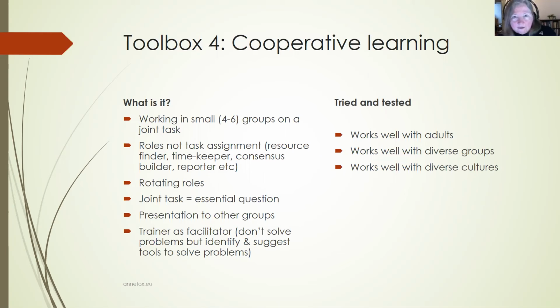As I say, it was originated for schools, but we have used it here in Denmark, and it's worked incredibly well. It works very well with adults. It works very well with groups that are very diverse, and it works very well with diverse cultures. And this is, again, about formalizing and giving permission to people to do things which they may not be prepared to do because of their cultural background. So it formalizes it.